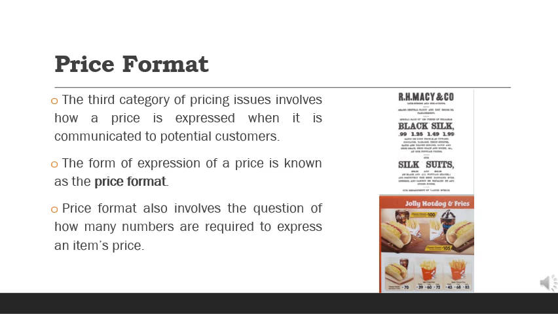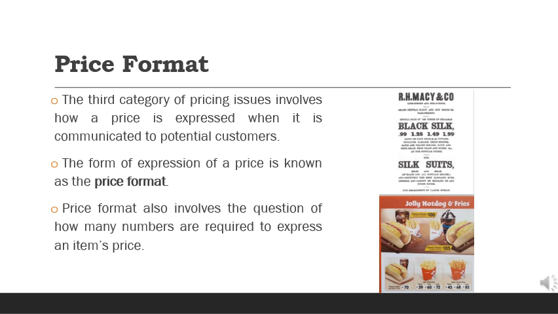The third category of pricing issues involves how a price is expressed when it is communicated to potential customers. Aside from the quality of a product or a service, price is the main visual and cognitive motive we, as buyers, take into consideration before making a purchase. Pricing may come in round numbers or in decimal amounts, and this form of expression of a price is known as the price format. What then is the difference between the price format in round numbers and in decimal amounts?